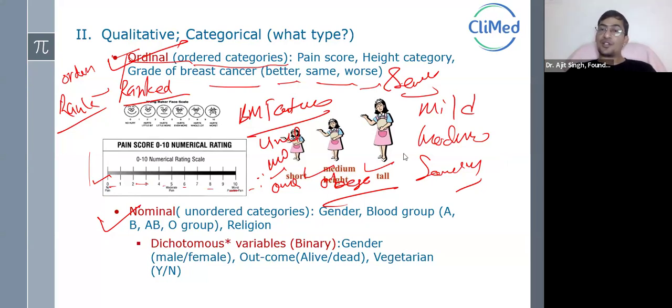So this comes under the nominal. Two categories are like yes and no. You cannot say yes is first or no is later, no is rank 1 or yes is rank 2. Not at all. You cannot tell.